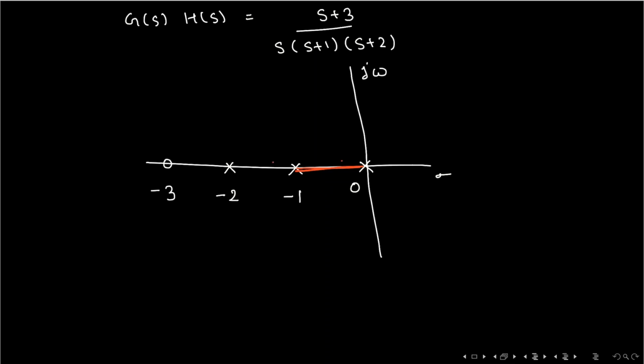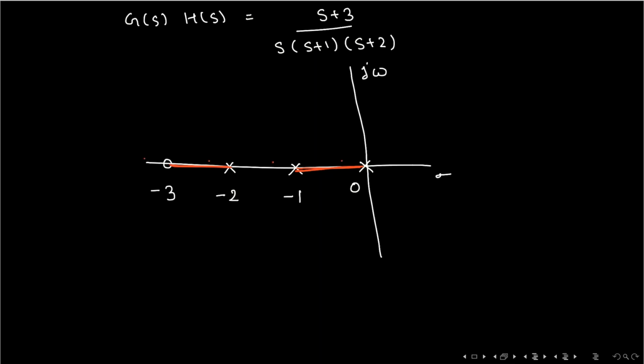Again, take a point here. Since it has two poles on the right, there will be no root locus as the number of poles is even. Let us consider this point. Here we have 3 poles, which is an odd number, so we will have a root locus here. Again take this point, so we have 3 poles and 1 zero, which is equal to 4, so it is an even number, hence we will not have any root locus here.